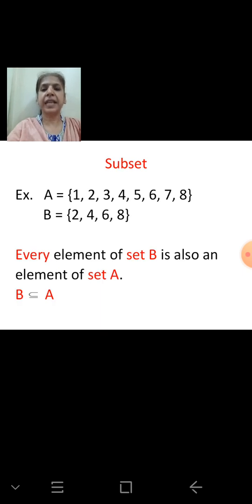Here's an example. Set A has the elements 1, 2, 3, 4, 5, 6, 7, 8. And B is 2, 4, 6, 8. Now you check. Every element of set B is also an element of set A. 2, 4, 6, 8, they are there. So we can say B is a subset of A, written with the subset symbol. But if you check, is every element of A in B? No. So A is not a subset of B in this example. Every element of B is also an element of A, that is a subset. As the name says, subpart, subset.